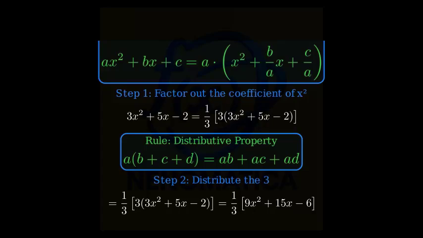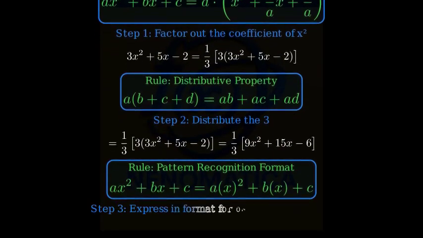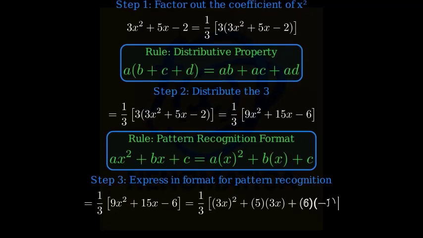For our third step, let's prepare to use the pattern recognition for factoring. We'll rewrite the expression inside the brackets in the form of a squared plus b times a plus c. So we get 1/3 times the quantity 3x squared plus 5 times 3x plus 6 times -1.